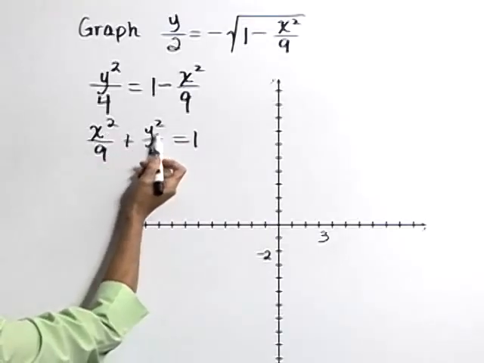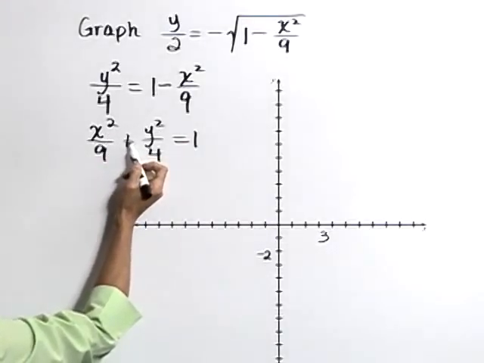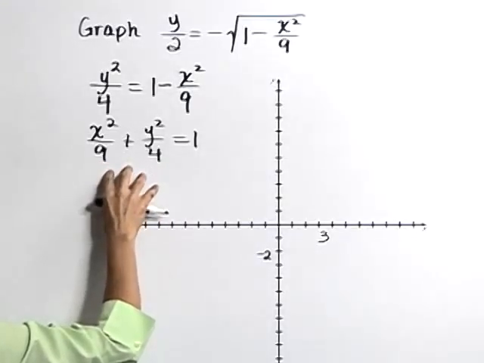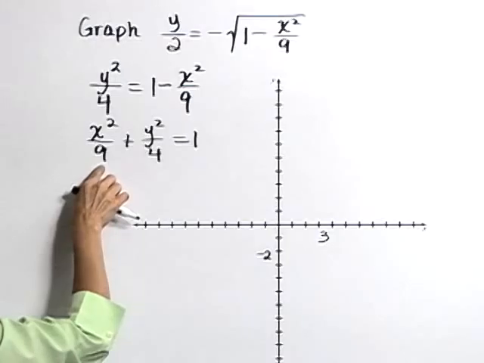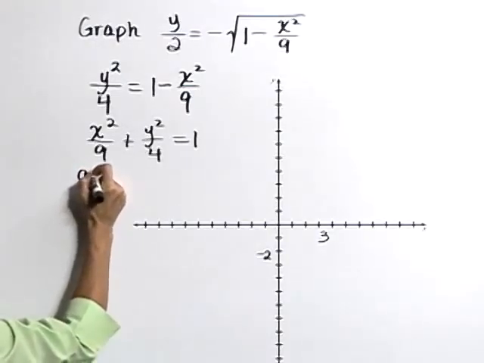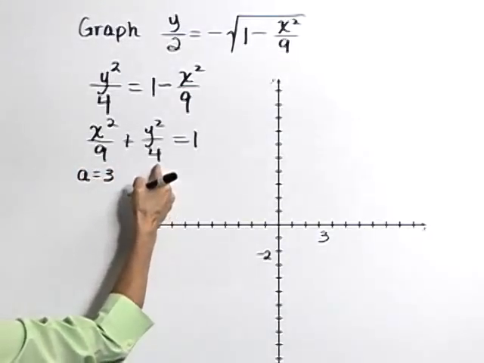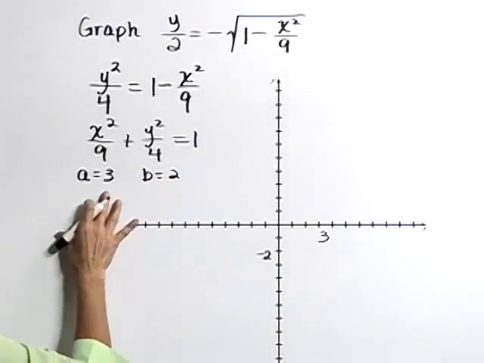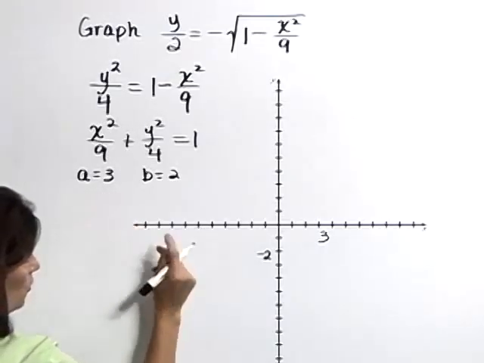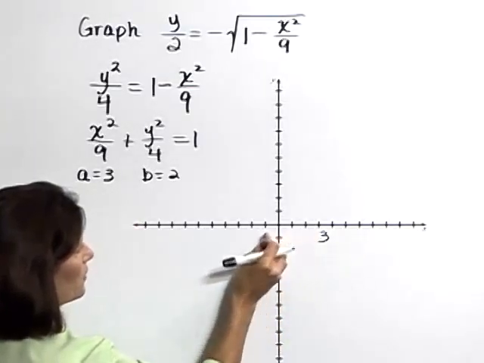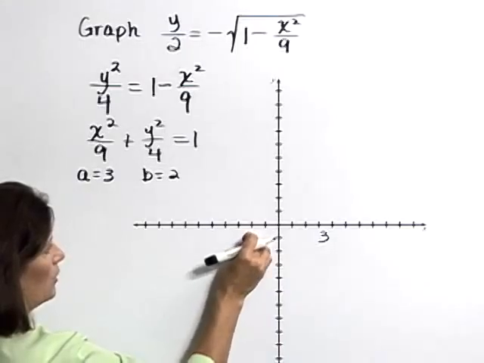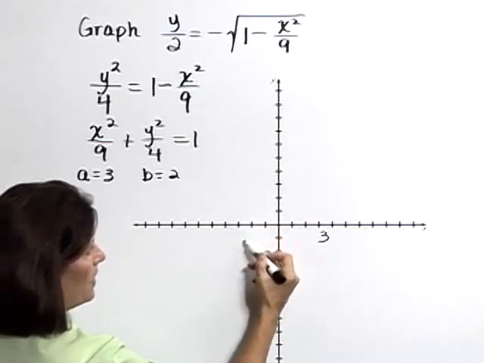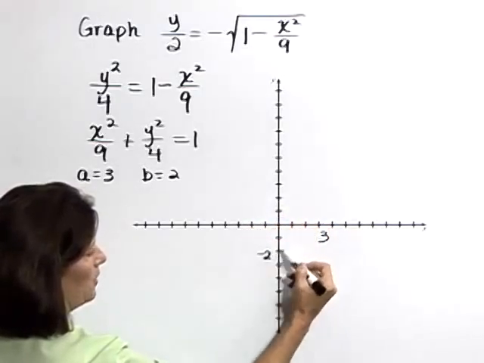Here we see our x squared and y squared terms. They're both positive. This is a positive number on the right, but our coefficients are different. Therefore, this is an ellipse. A squared is 9, so A is 3. B squared is 4, so B is equal to 2. This ellipse is centered at the origin. We go out from the origin 3 units along the x-axis, from the origin 2 units along the y-axis. So just envision that basic ellipse shape in here.